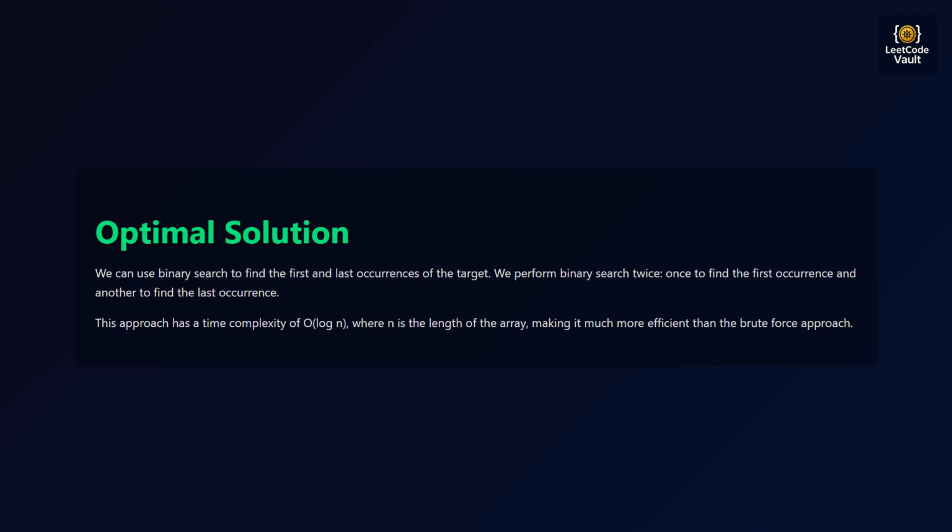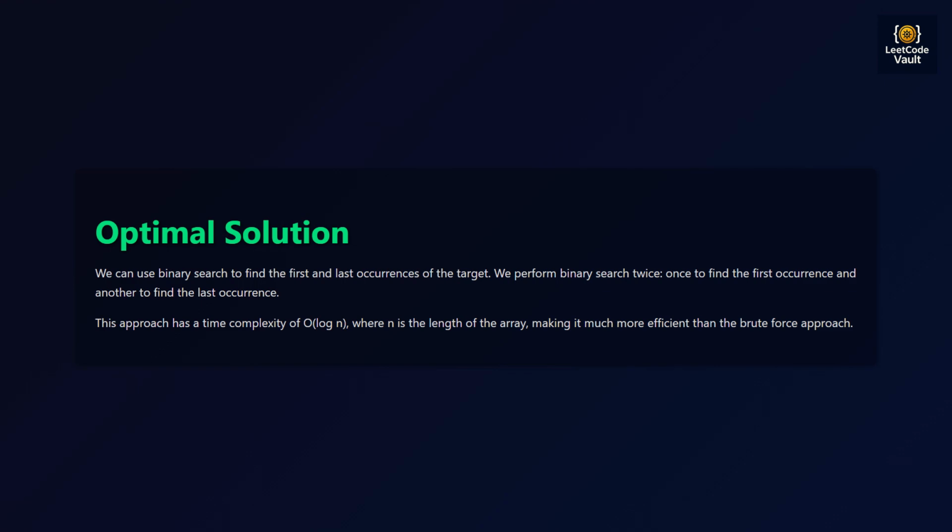Optimal solution. Given that our array is sorted, we can employ a more efficient approach using binary search. We'll perform two binary searches, one to find the first occurrence of the target and another to find the last occurrence. In the first binary search, we'll adjust our search space to find the leftmost occurrence of the target. We'll keep moving our right pointer to pinpoint the first instance.